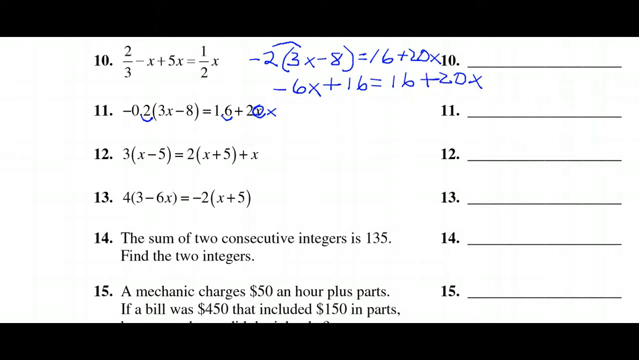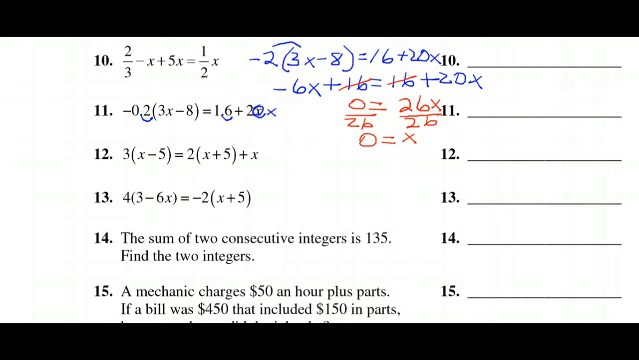An interesting thing happens. When we subtract 16 from both sides, these cancel out. And when I transpose this to the other side, it becomes a positive 26x equals 0. And now when I divide both sides by 26, I get x equals 0. And that is a good number. x equals 0 is the answer. And if you put a 0 where the x's are, this checks out very well. Okay?